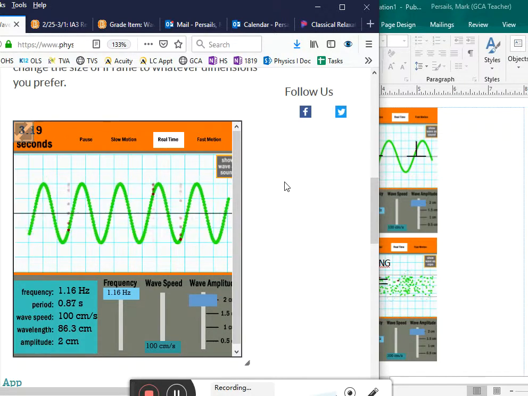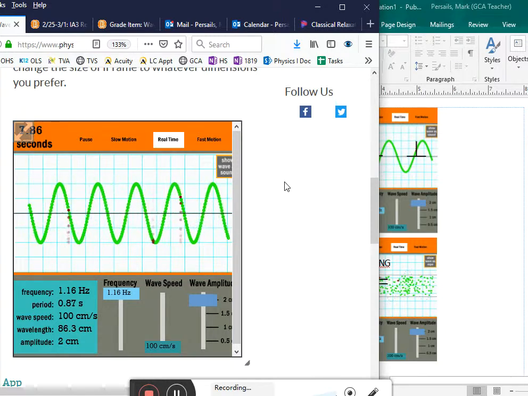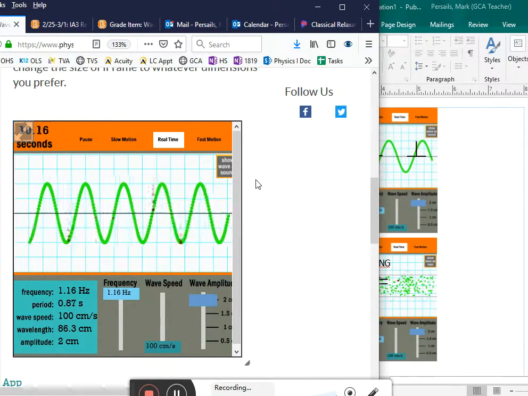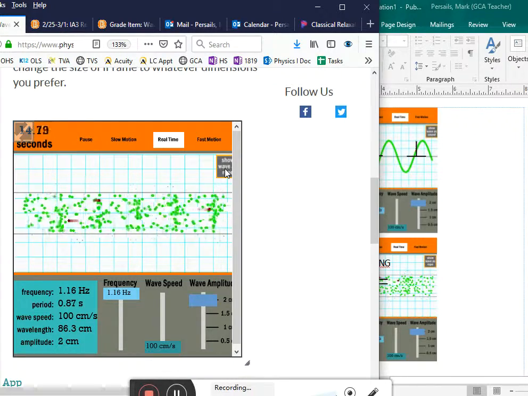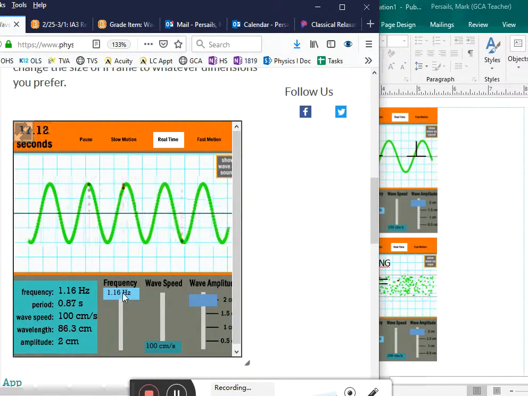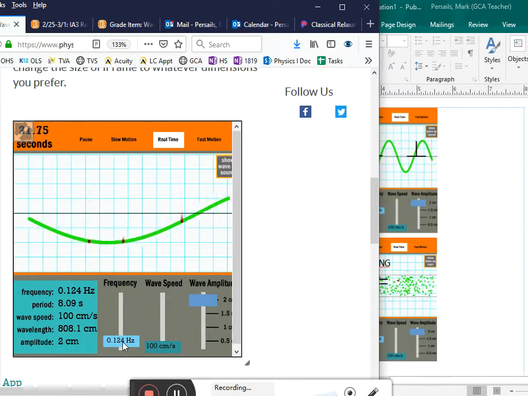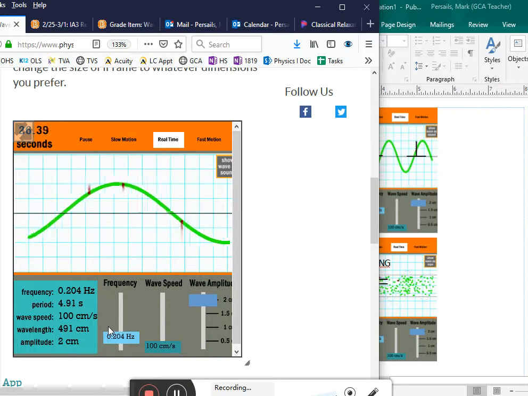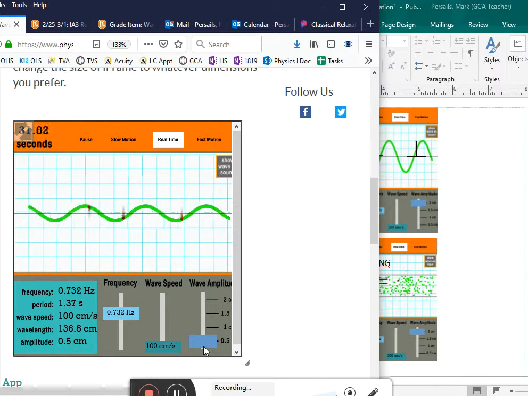All waves transfer energy. They do not transfer particles. Notice that particle going up and down. It's not going left to right. There's a difference between transverse, which moves perpendicular, and longitudinal, which moves parallel. I increase the frequency, I decrease wavelength. I decrease frequency, I increase wavelength. These are inverse. The amplitude has nothing to do with the frequency. These are absolutely different. Wave amplitude is about energy.